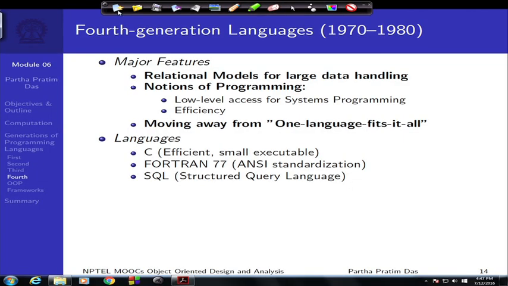And it was dominated by a very strong growth, which on one side gave a strong impetus to designing languages which could solve more complex problems, and on the other side could handle bigger volumes of data. And as you can see, people started realizing that one language fits it all is not going to solve all the problems. So, we see the emergence of different languages for different purposes, C for systems programming, SQL for database programming and so on. Fortran 77 also gained a lot of momentum.